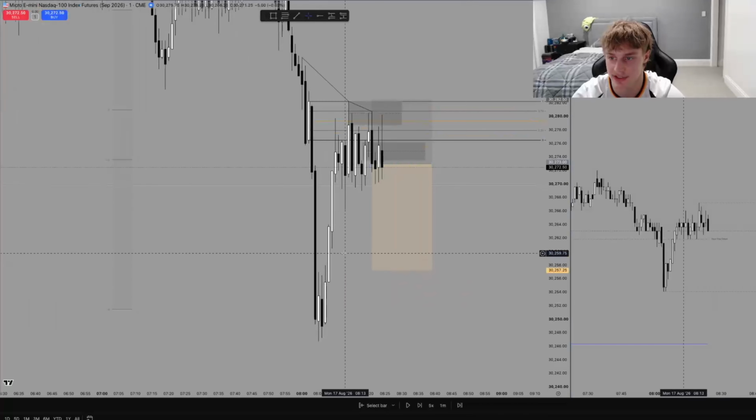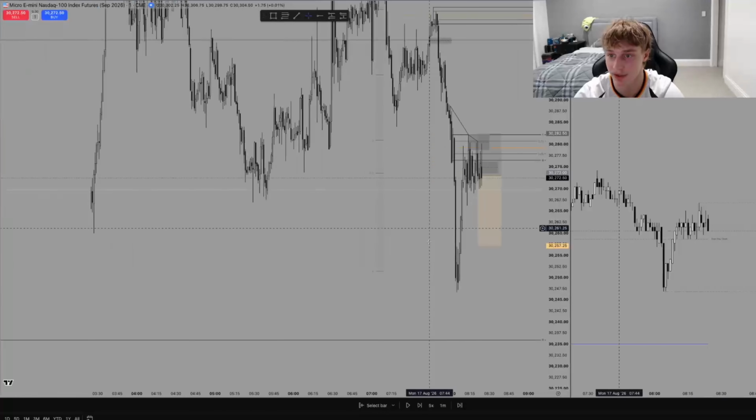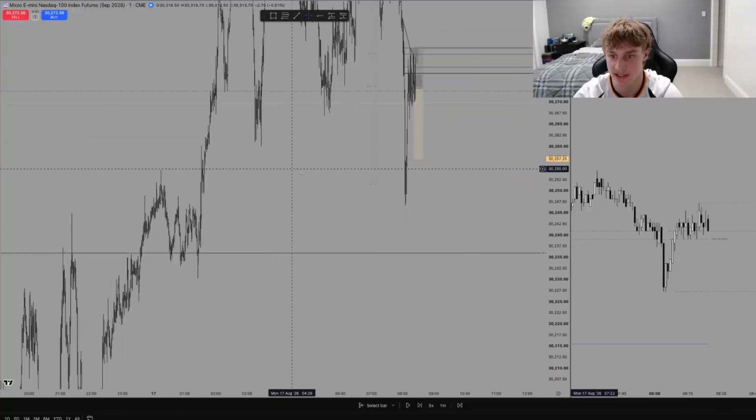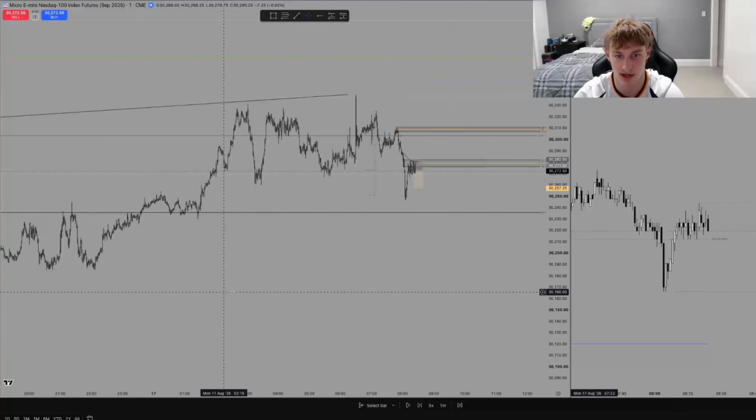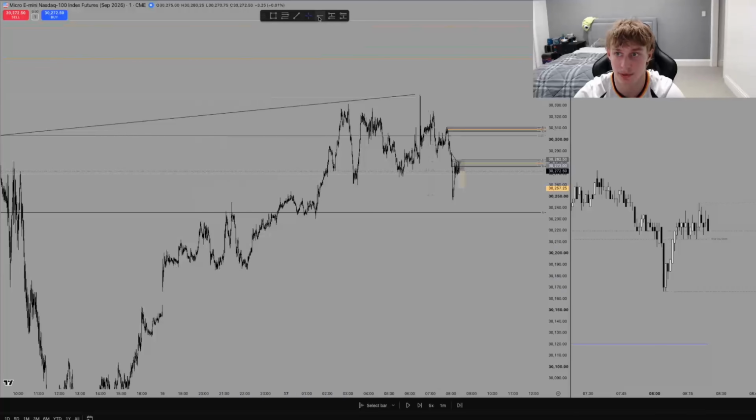And then what have I got to target? I have a free break even at this unmitigated gap right here, because premium discount, this is our discount array. However, what I ended up doing is understanding that this is a market maker sell model. Look at these relative equal lows right here.